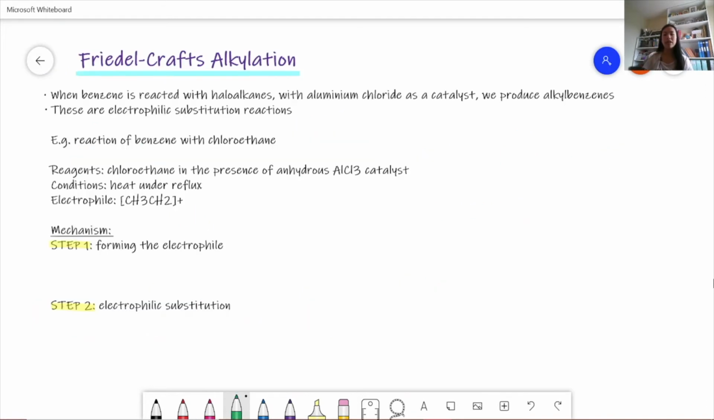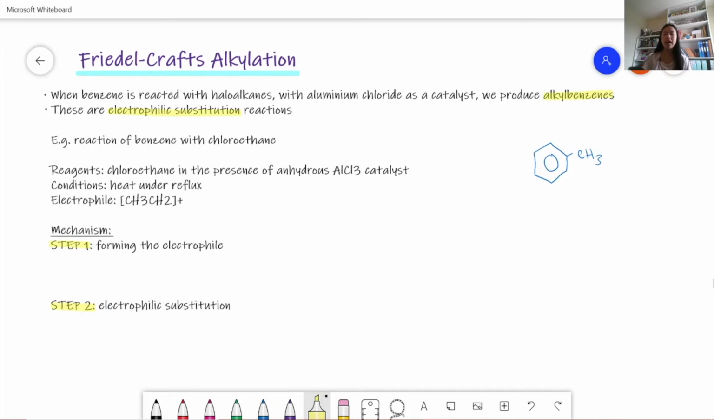So now we're going to look at Friedel-Crafts alkylation. So when benzene is reacted with haloalkanes with aluminium chloride as a catalyst, we can produce alkylbenzenes, which are just benzenes attached to alkyl groups. So for example, we could have benzene attached to, let's say, a methyl group. So this is methylbenzene, and this is an example of an alkylbenzene. And these are electrophilic substitution reactions, because the attacking group is an electrophile, and we're substituting it in for a hydrogen.